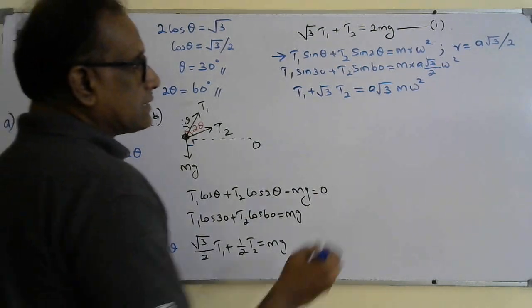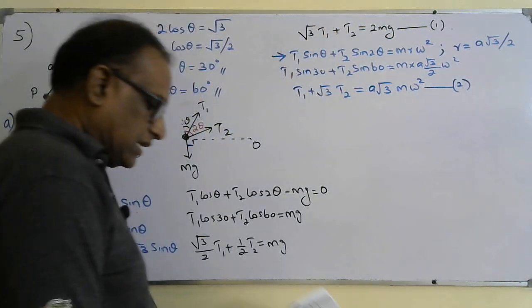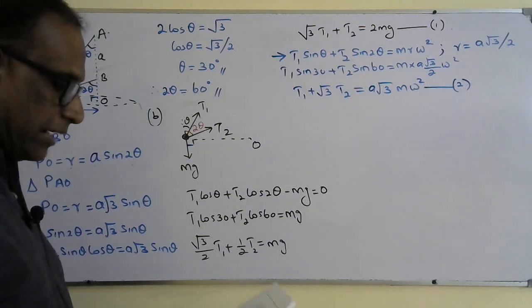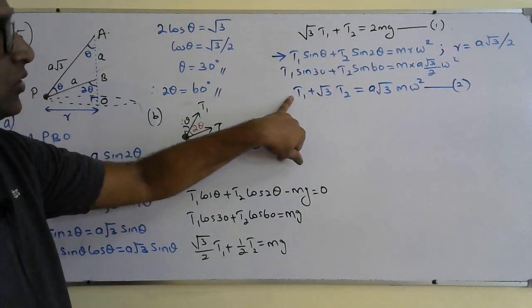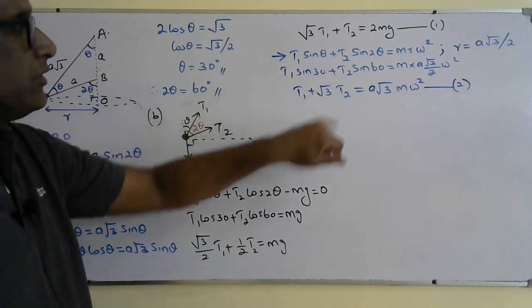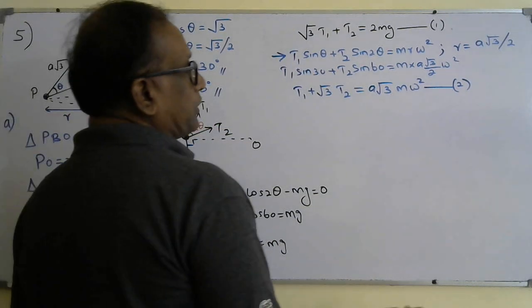Okay, so this will be the second equation. The question is, show that the tension in the upper string... So we need to get an expression now for T1. There are two equations, so we need to eliminate T2. So now O-level quadratic, simultaneous equations.